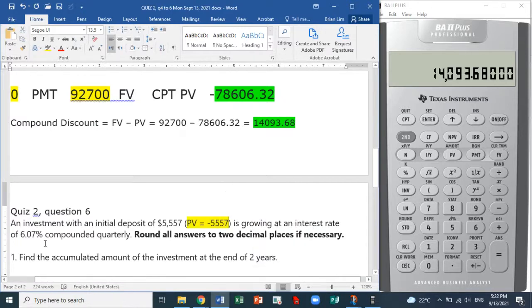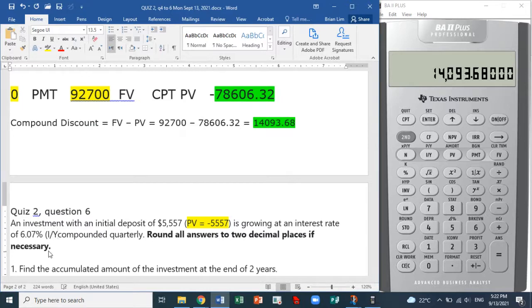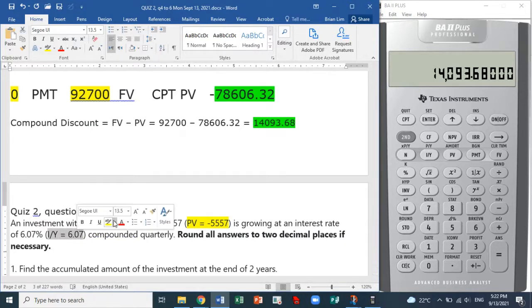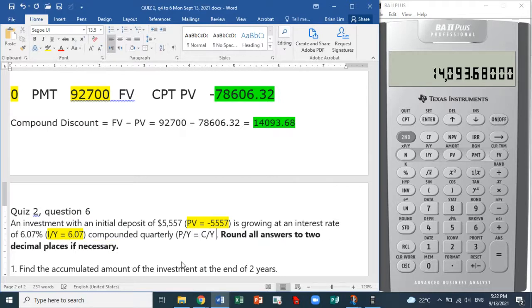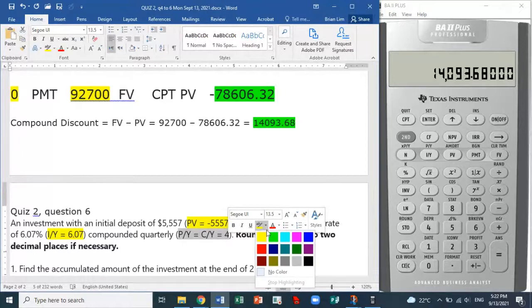It's going to get, and the interest rate is 6.07%. So that is our IY is equal to 6.07%. All right, so 6.07, we take the numerical value. Compounded quarterly, by now you should know compounded quarterly. That means PY is equal to CY is equal to 4. All right, and we would like to find the value after 2 years.